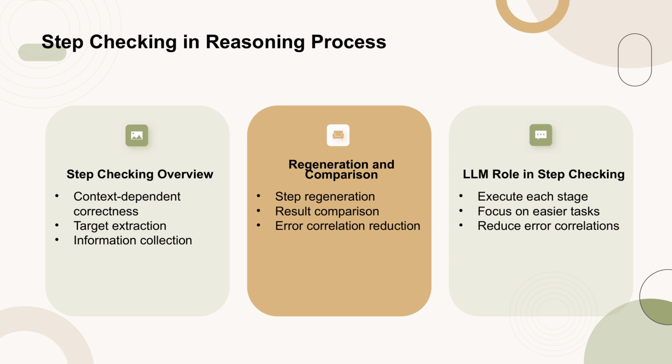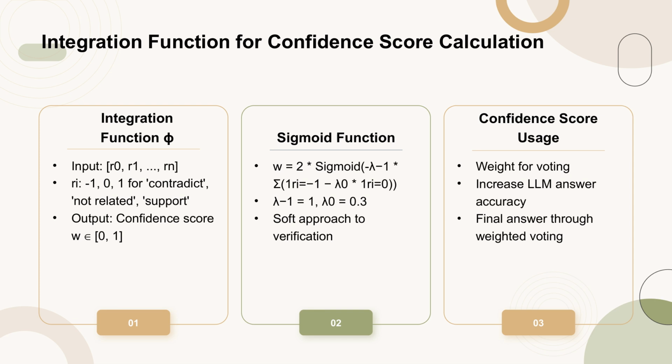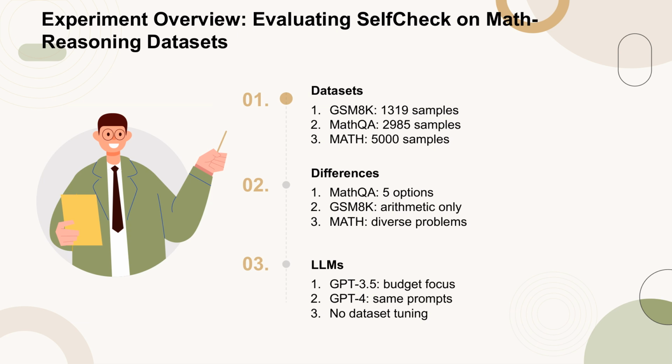The integration function Ψ is designed to calculate a confidence score, w, for the overall correctness of a solution. The function takes as input a vector r0, r1, ..., rn, where each ri represents the result of checking step i. These results are encoded as -1 for contradict, 0 for not directly related, and 1 for support. The function uses a sigmoid transformation to compute w, which is a soft approach to verification, allowing for imperfect checks. The resulting confidence score is used as a weight in voting between different possible solutions, thereby increasing the accuracy of the LLM's answers.